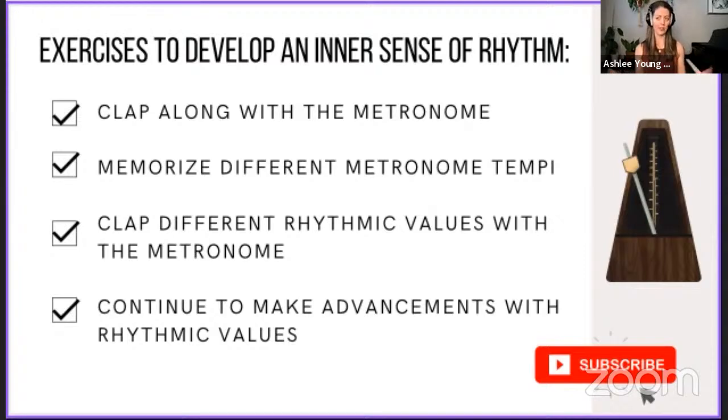The next step in this exercise is to then take it a little bit further and to memorize different metronome tempos. So that would mean that I maybe go back and forth between two tempos. So let's say we just took 56, and I think the other one that we had was like 104. So we would go back and forth between 56 and 104. And we would work to clap along with the metronome, and then to turn off the metronome and to see if we could create that tempo again.